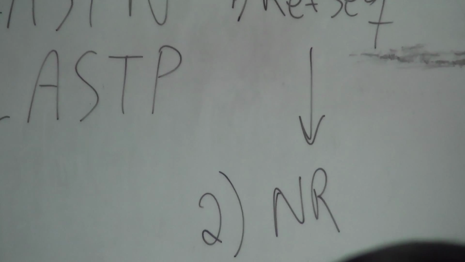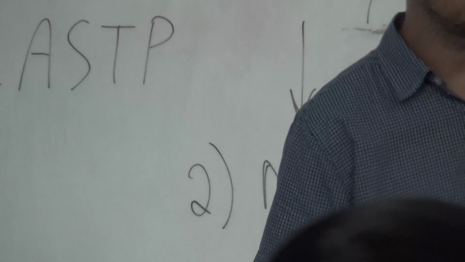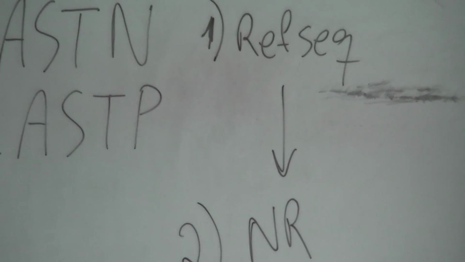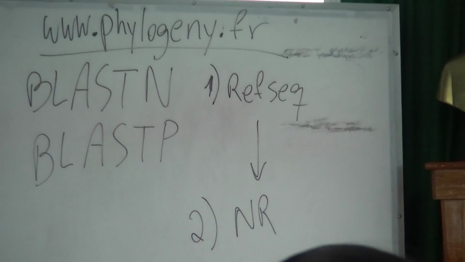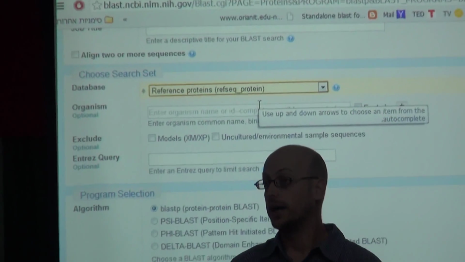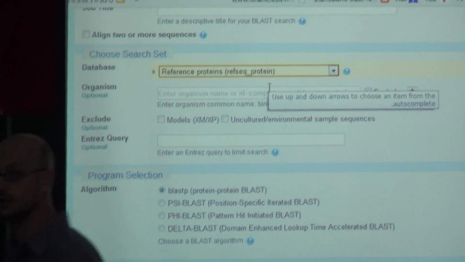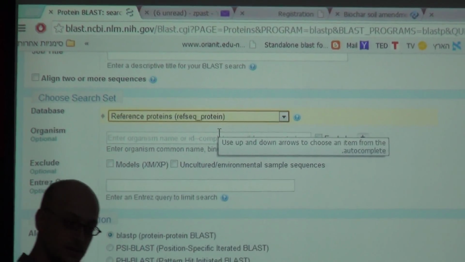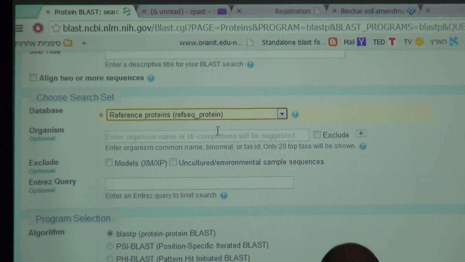First, we look in the small, reliable results. If we don't find anything there, we go back to look again in NR. Like we said, any search is a process. We search again and again until we find what we want. Any questions? No. Good. Okay.